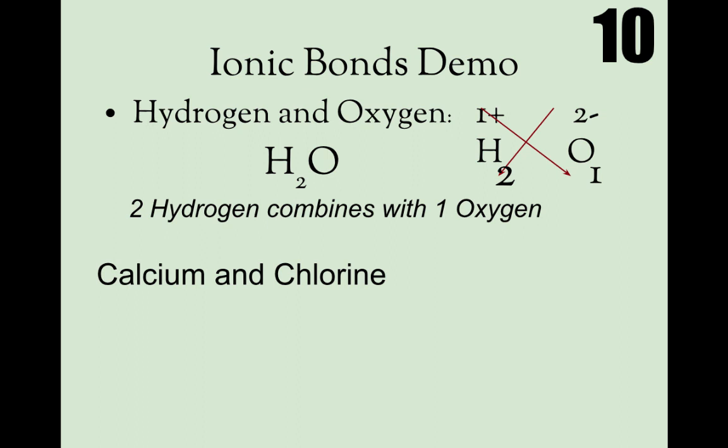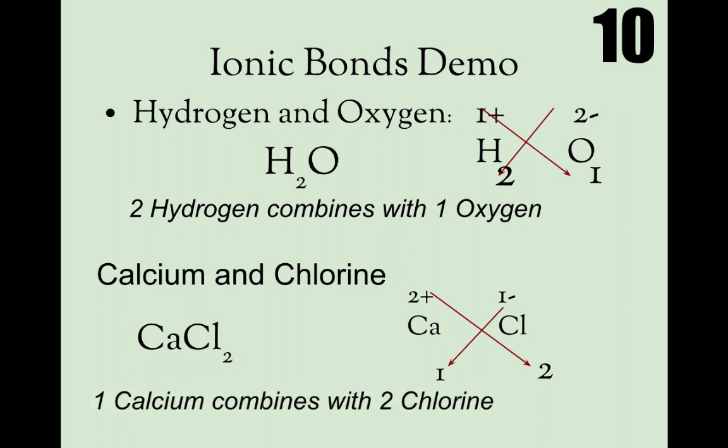Again, calcium and chlorine. Calcium is a 2 positive oxidation. Chlorine is a 1 negative. The 2 would travel down. The 1 would travel down. And you end up with CaCl2. 1 calcium combines with 2 chlorine.